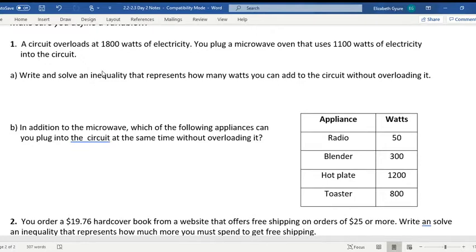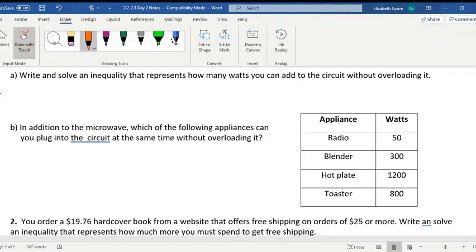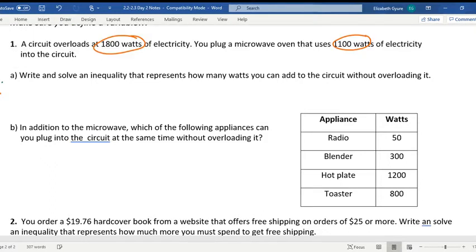So let's go through and identify our important numbers. What are some important numbers in number 1? Asia? Yep, 1,800 watts. What else? 1,100 watts, and that's about it. Now, any important math action words or words that might help us write our inequality? Not quite a math action word, but there is a helpful word here. Corey?